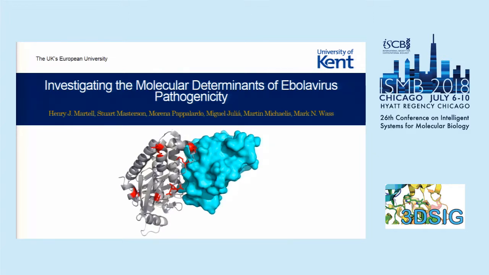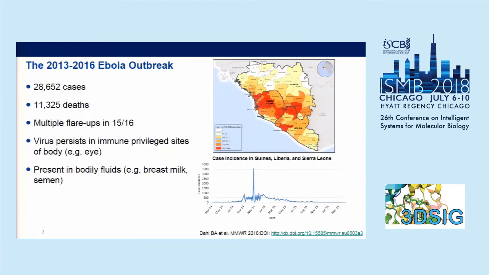So I'm going to talk about Ebola viruses and in particular what makes them pathogenic in humans. I think everyone will be aware of the outbreak that occurred a couple of years ago. This was the West African outbreak of 2013-2016, and this was the largest outbreak of Ebola virus that we've ever seen. There were almost 30,000 cases and more than 11,000 deaths just from this outbreak alone. And it primarily affected West Africa, with Sierra Leone, Guinea, and Liberia the worst affected.